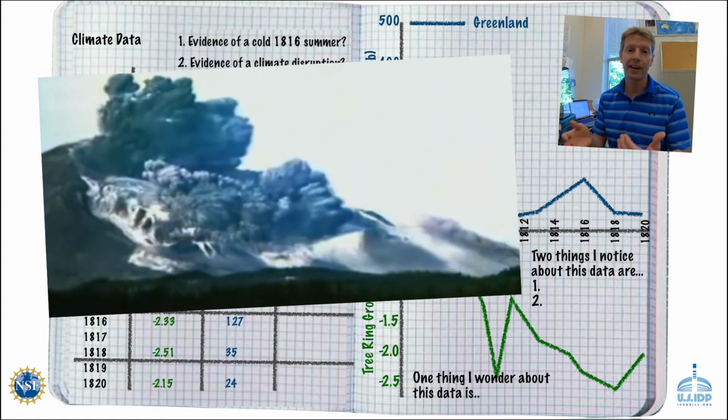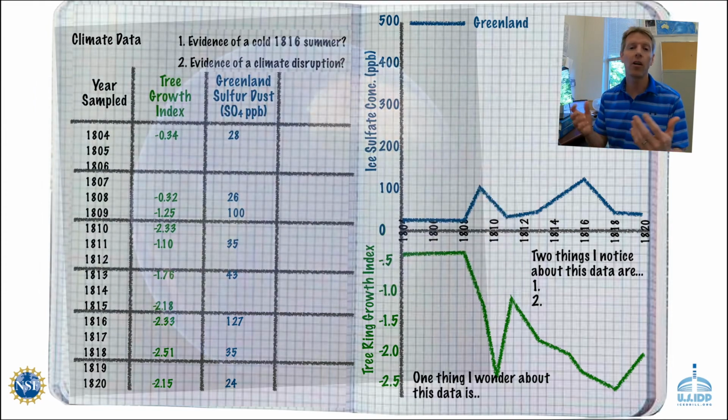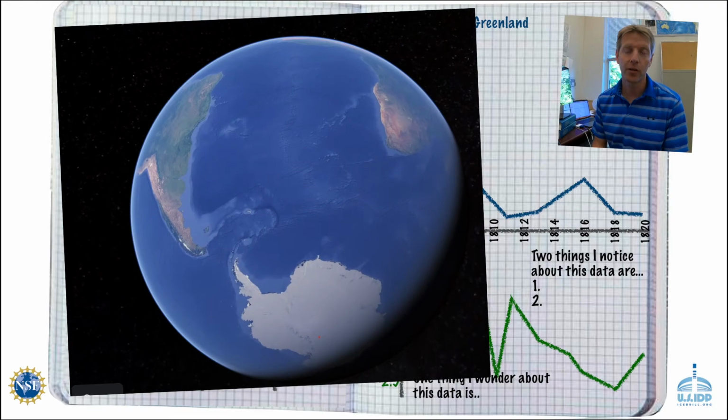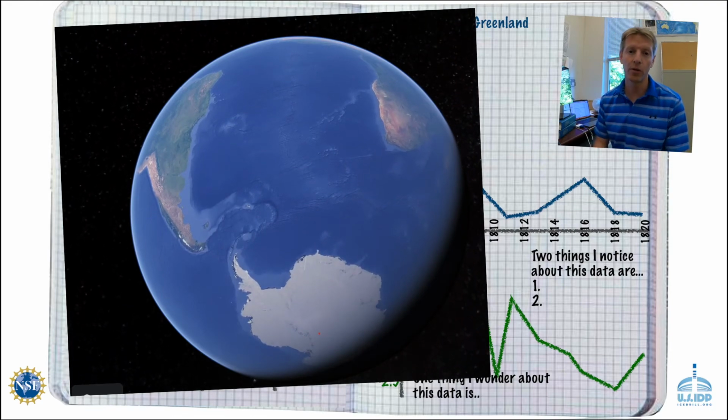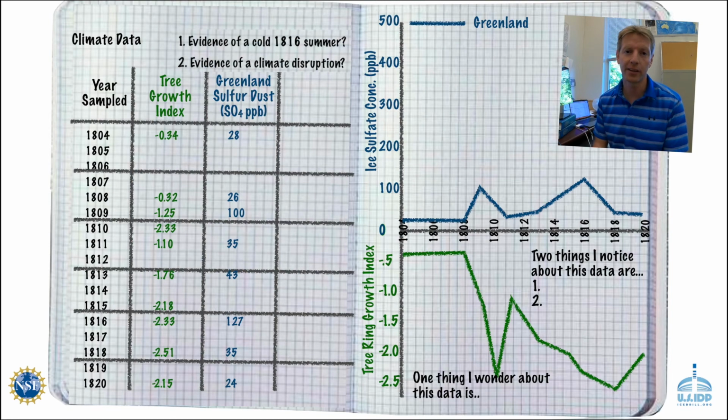So for that, we actually have to go to Antarctica. Because if it was a huge eruption, we should see it all around the world, including down in ice cores from Antarctica. So luckily, I've got an ice core from the South Pole, and we can melt and analyze that and see if we see the same signature in the sulfate record there. So let's go do it.